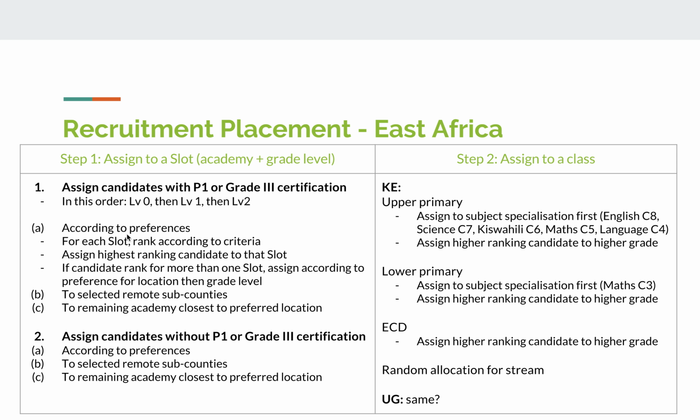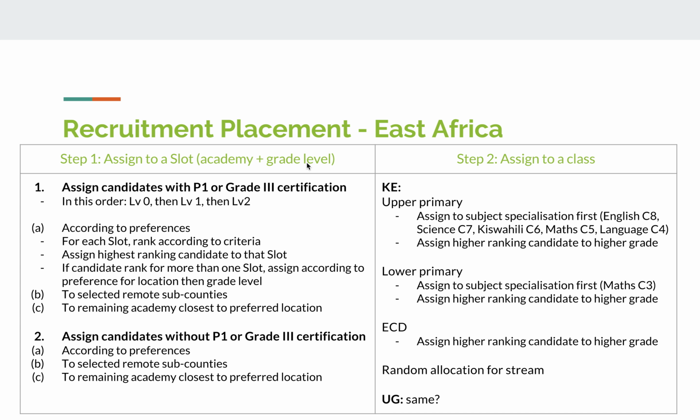So the first one is to look at their preferences. For East Africa, and actually in all of the countries, we know what their preferences for location are. In East Africa, we will ask them. We have done this before, and I know that we have stopped, but I proposed to our placement team in East Africa that we should continue having these preferences, which is a first preference for academy, and then 3 or 4 preferences for sub-counties that they are willing to work in. So we have their location preferences.